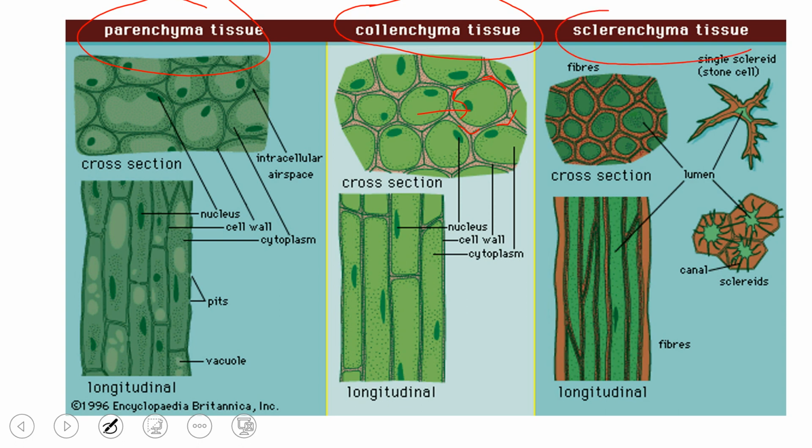The last one here is sclerenchyma tissue. The sclerenchyma tissue is a dead tissue. It's a dead tissue made up of dead cells. How can I tell? They are dead because of this lignin. They are highly lignified. Their cell walls are highly lignified. They have thick cell walls. It's a woody cell wall.